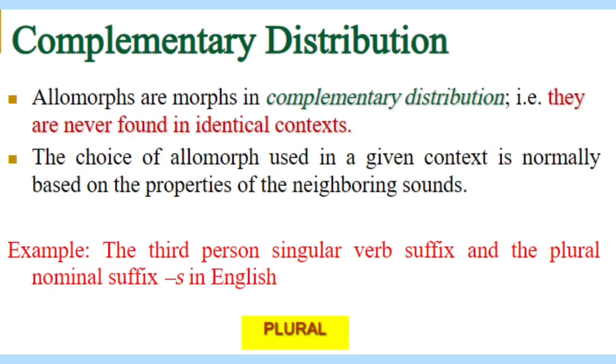Let us see complementary distribution. Allomorphs or morphs in complementary distribution, that is, they are never found in identical context. The choice of allomorph used in a given context is normally based on the properties of the neighboring sounds. Example, the third person singular verb suffix s and the plural nominal suffix s in English.